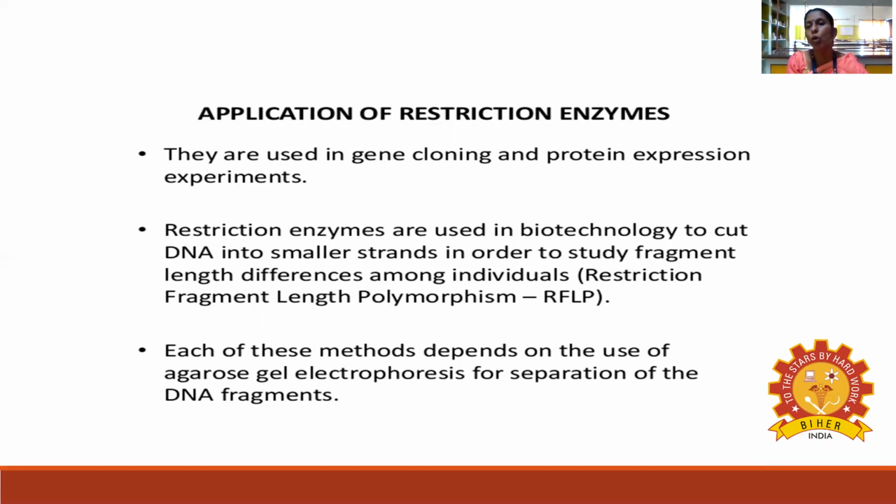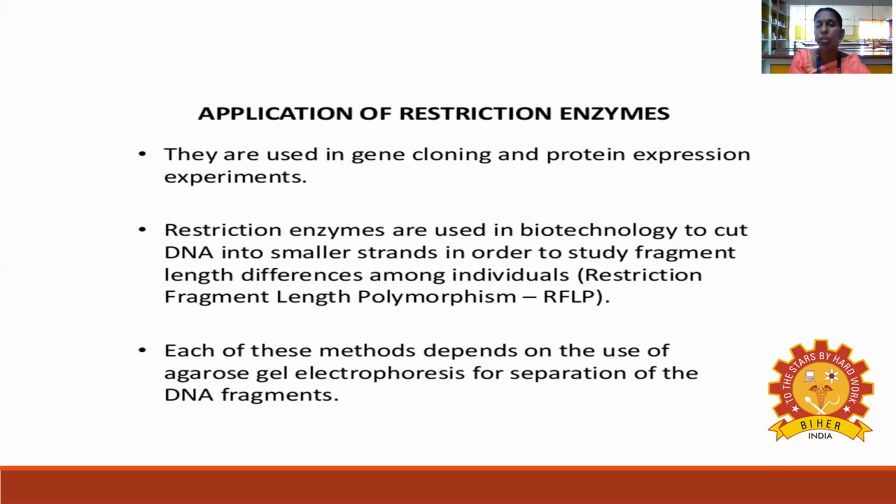And the next important feature is the restriction fragment length polymorphism, RFLP. Within the species itself, we have to identify the specific characters. So restriction fragment length polymorphism: you have to find out the differences among individuals within the species. Within the human species, what are the differences? It is very useful to find out the pedigree analysis of a particular family.